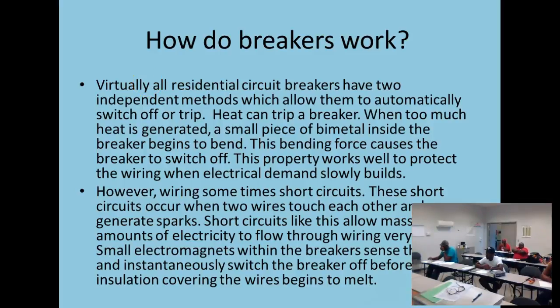However, wiring sometimes short circuits. These short circuits occur when two wires touch each other and generate sparks. Short circuits like this allow massive amounts of electricity to flow through the wire very quickly. Small electromagnets within the breaker sense the flow and instantaneously switch the breaker off before insulation covering the wires begins to melt. And that's what we'll say.